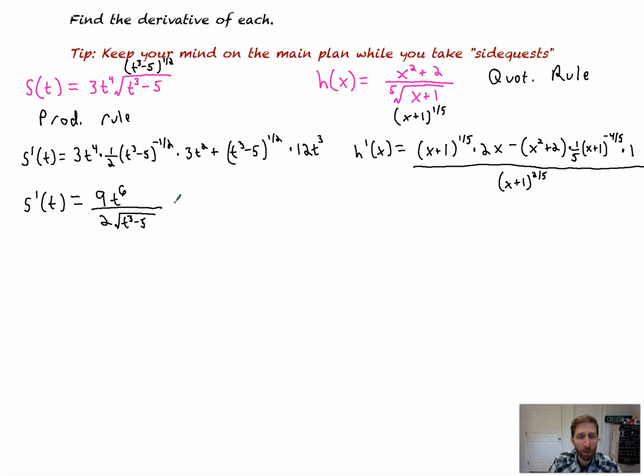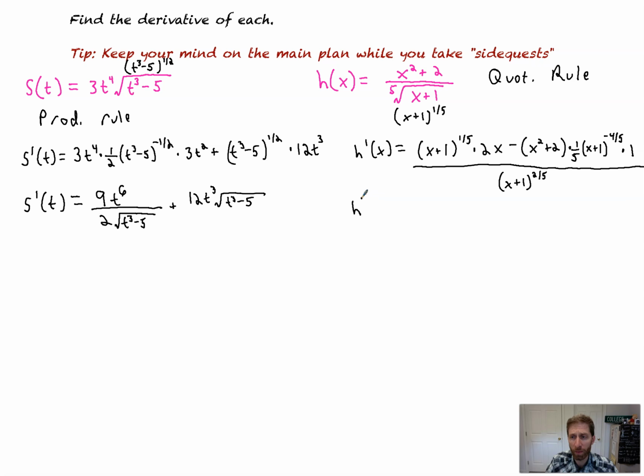Not bad. Plus, this, there's nothing we can really do to it. 12t cubed times the square root of t cubed minus 5. But again, take the derivative first, then move on to the next problem, then come back and work on your algebra. That's it. Square root because of the 1/2.